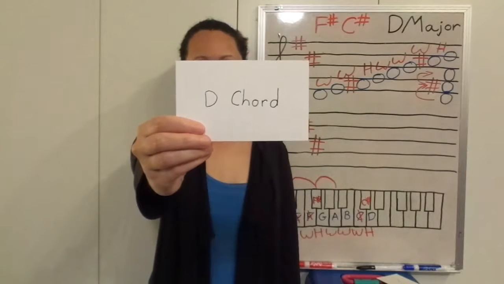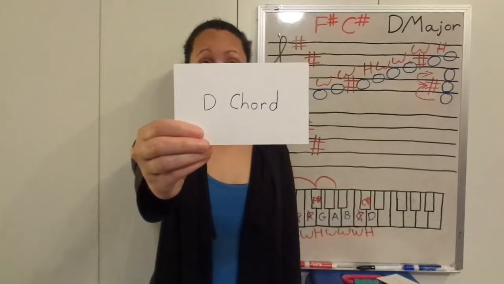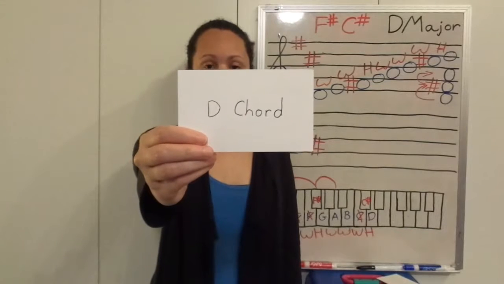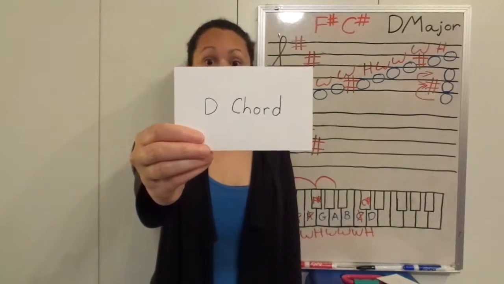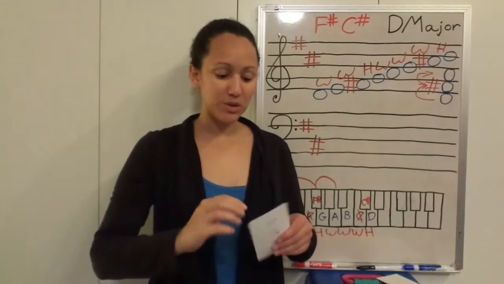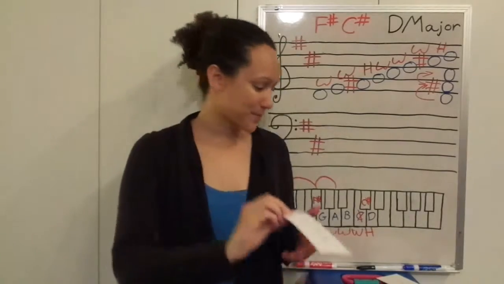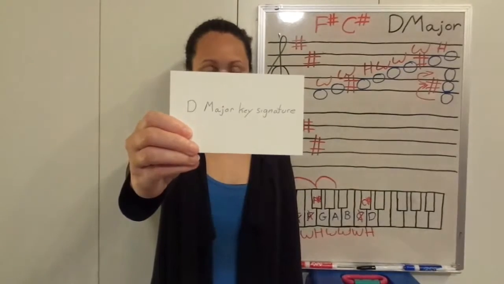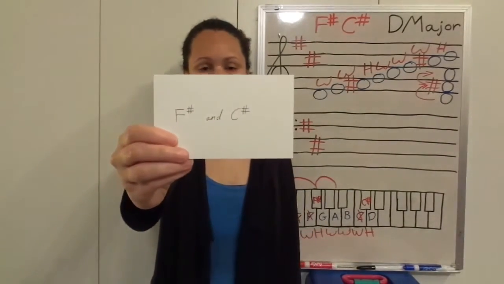And oftentimes the major chord will just be identified as a capital letter. However, if you're taking a test or an evaluation, then go ahead and say or write major, just to make sure that whoever's evaluating you knows that you mean major. And then spell it out, D, F sharp, A. And then finally, the D major key signature. And it's F sharp and C sharp.